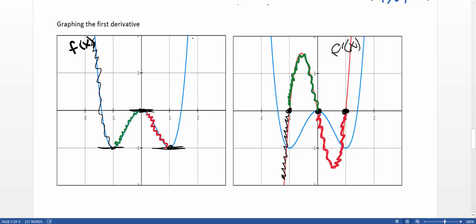And then finally, from 1 to 2, I again am increasing. And if I'm increasing, I need to be positive, or above the x-axis. So where I have to be is really important. The more we practice this, the better we get at it.